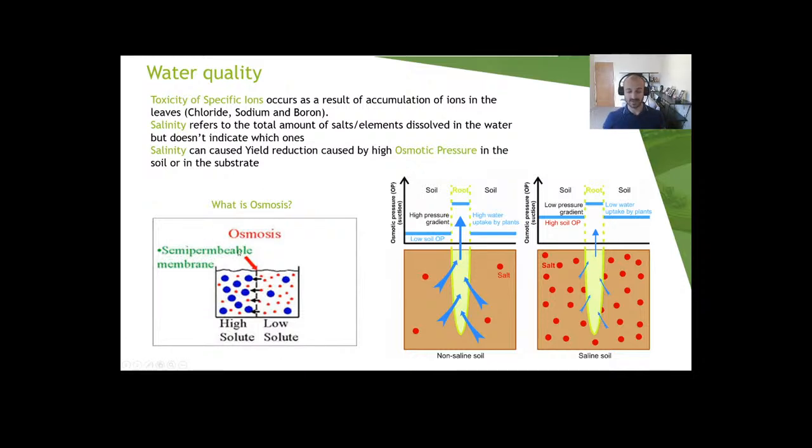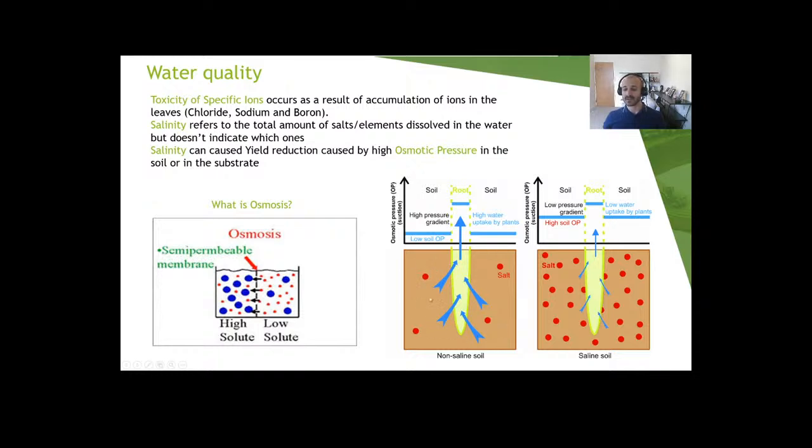In the example here on the left, we can see a container with two sections, divided by a semi-permeable membrane, which means that only water can pass, the salts cannot pass. As you can see, there are the arrows. So the water is moving towards the high solute area in order to decrease the concentration, because if there is more water, the concentration is lower, in order to balance the whole container. If you have a look at the picture on the right, for example, this is a root, okay? This is a root zone.